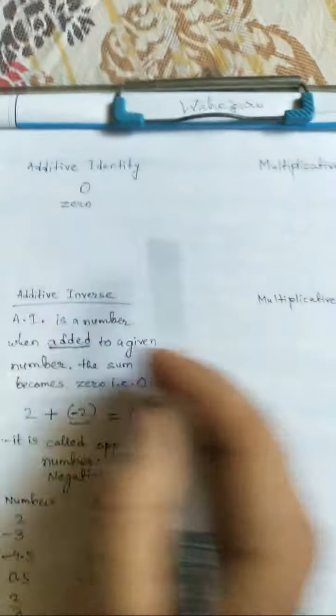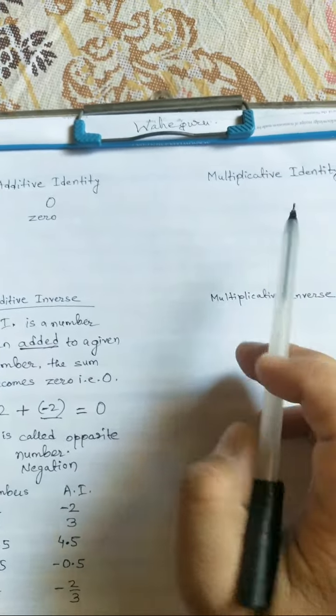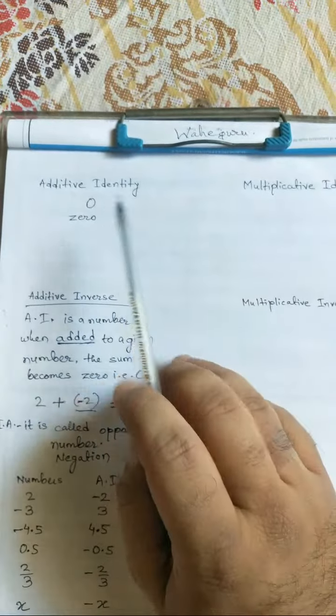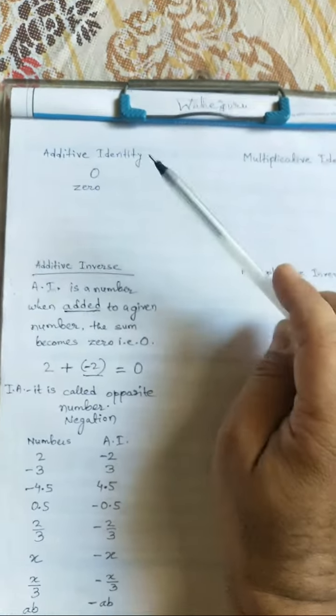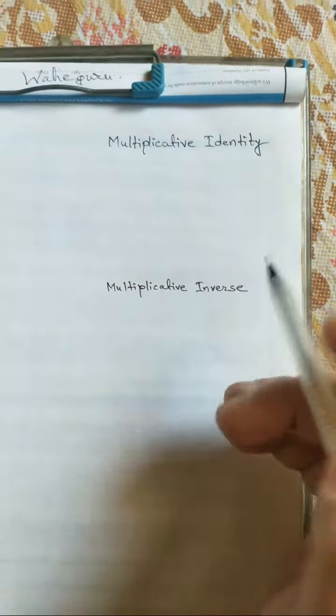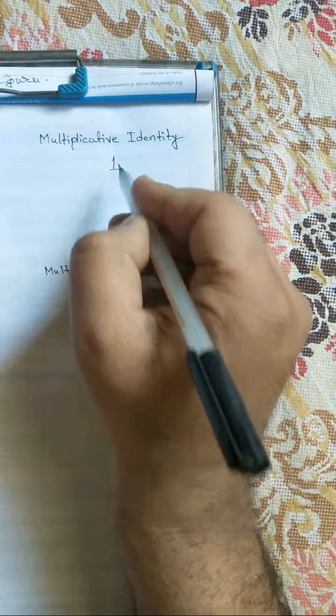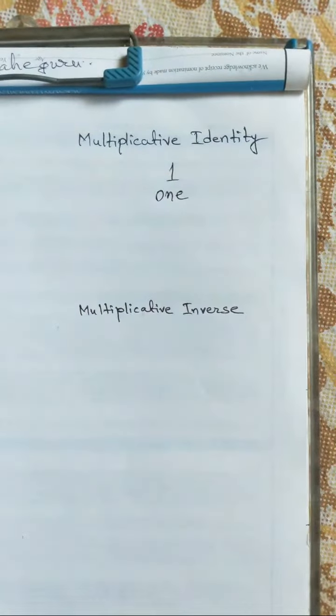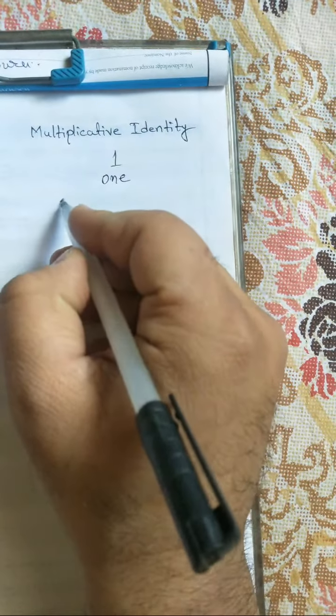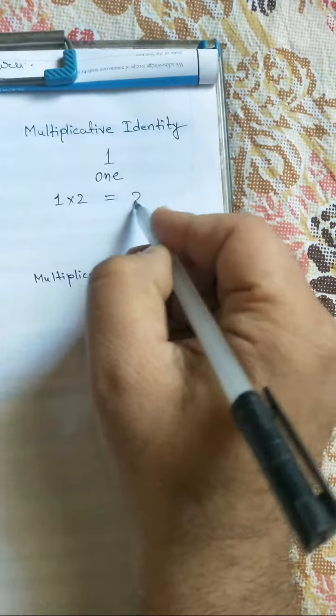Now come to multiplicative identity. Just as we saw in the very beginning that additive identity and additive inverse have something to do with addition, here multiplicative identity and multiplicative inverse have to do with multiplication. And what is the multiplicative identity? It is 1. Identity means when you multiply with that number, your answer remains unchanged. So if you multiply 1 with 2, your answer would be 2.